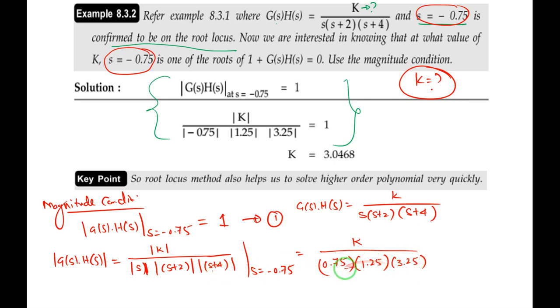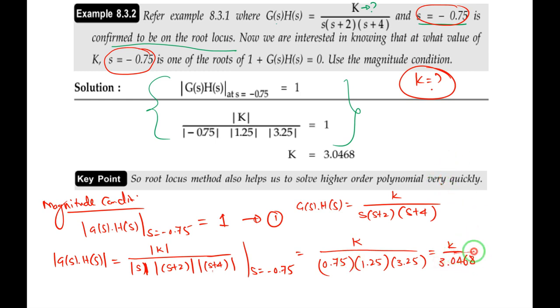These are the magnitudes. We have to multiply the magnitudes here. In the angle condition, we added the angles; here, don't add them, multiply them. So k divided by 0.75 into 1.25 into 3.25. So 0.75 into 1.25 into 3.25, I am getting it as 3.046.